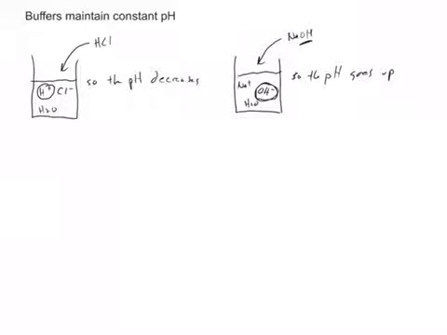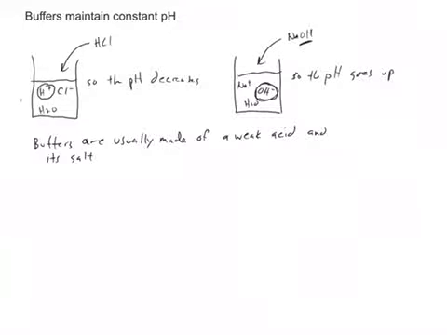So there, we would need a mixture of something that will react with hydrogen. You could say absorb the hydrogen. And at the same time, it would also be able to absorb hydroxide if we added that. So a buffer is usually made of a weak acid and its salt.